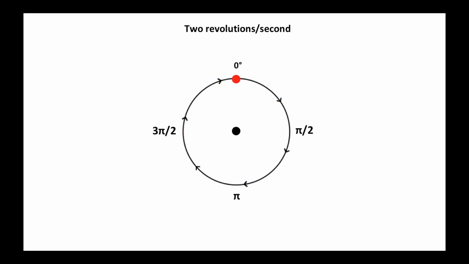2 revolutions per second would be 4 pi radians per second and would look like this. Let's look at it one more time. 3 revolutions per second would be 6 pi radians per second, and here we go. 3 revolutions.